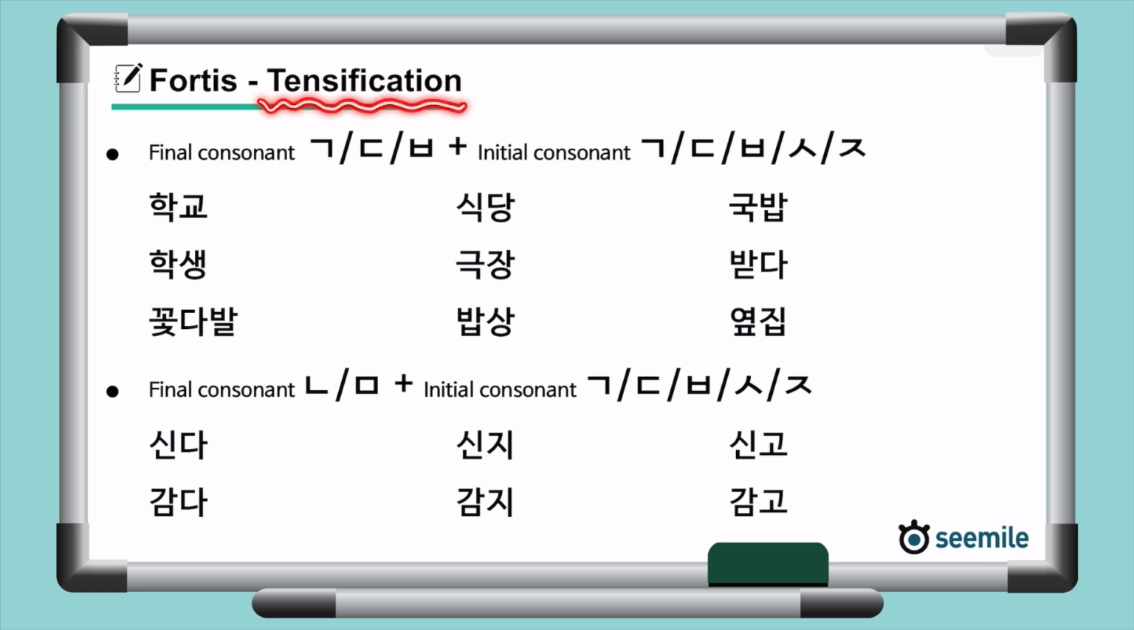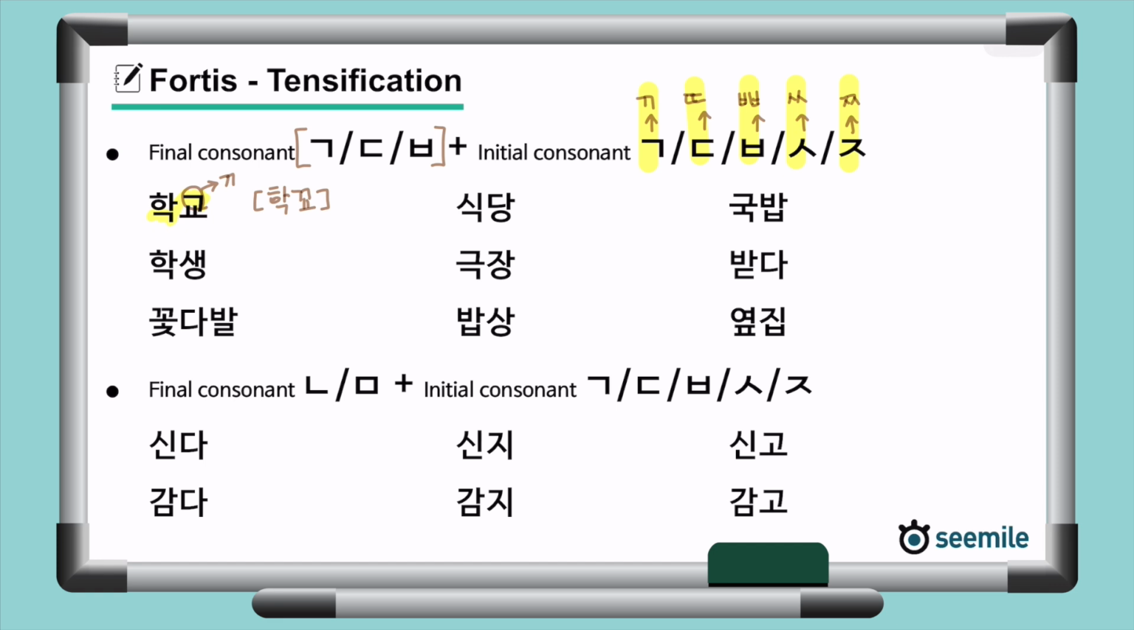Tensification also occurs quite often in Korean pronunciation. What is that? When a final consonant containing a g, d, or b sound is followed by 기역, 디귿, 비읍, 시옷, or 지읒, they are given a tensed pronunciation g, d, b, s, and 쯔 respectively. For example, here 학교, the final consonant g is followed by 기역, so the initial consonant 기역 is pronounced g, and as the result it reads 학교.